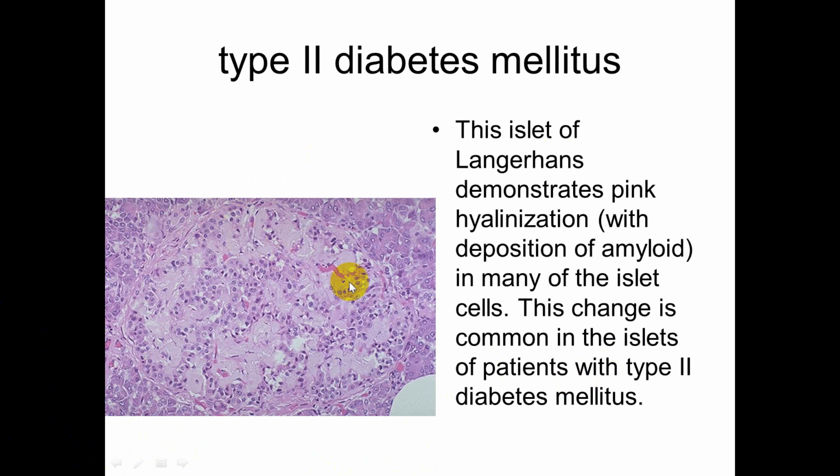In this picture, you can see histological signs of second type diabetes mellitus. This islet of Langerhans demonstrates pink hyalinosis with deposition of amyloid in many of the islet cells. This change is common in the islets of patients with second type diabetes mellitus.